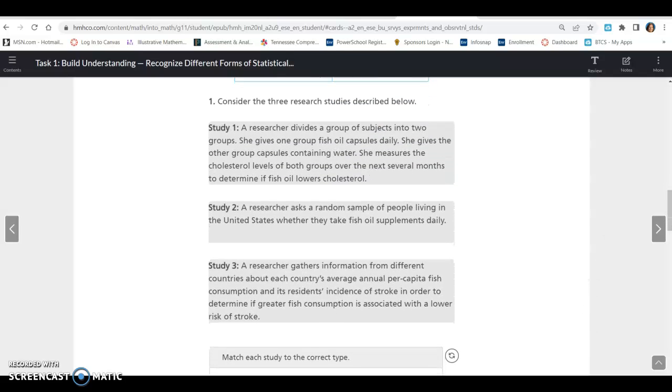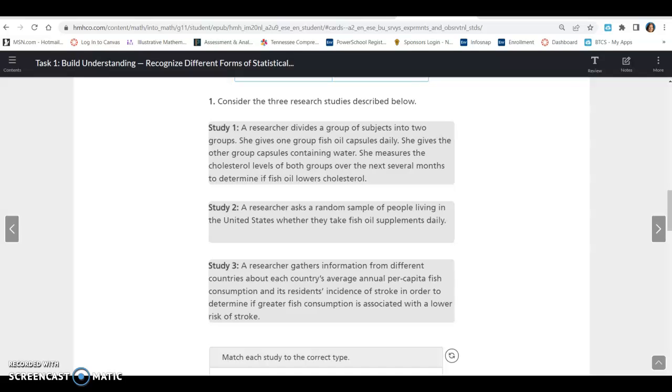Consider the three research studies described. Study 1. A researcher divides a group of subjects into two groups. She gives one group fish oil capsules daily. She gives the other group capsules containing water. She measures the cholesterol levels of both groups over the next several months to determine if fish oil lowers cholesterol.